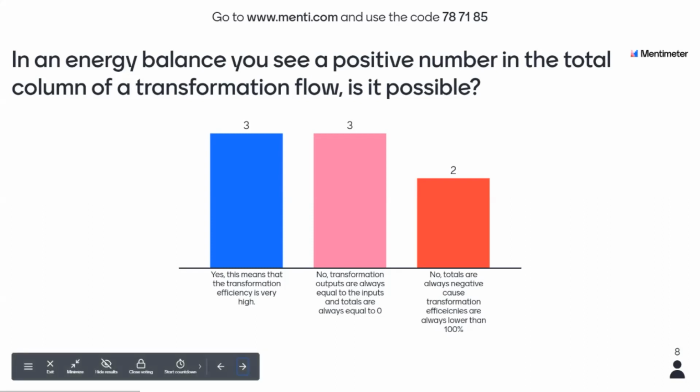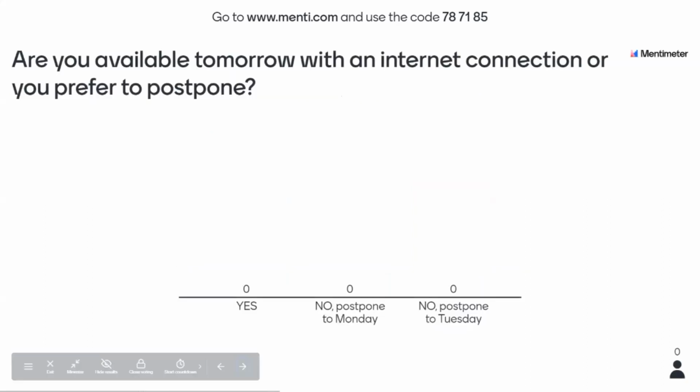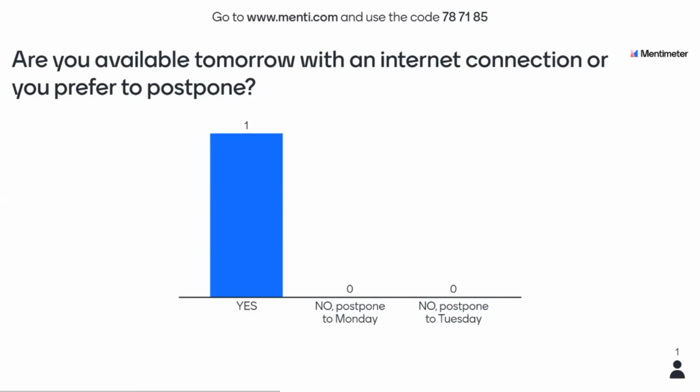So let's now go to the next question. This is about tomorrow. So tomorrow we understand is a Muslim holiday, and in Ethiopia the offices will be closed in the government at least. So what we want to know is if you can answer here, if you're available tomorrow and you have an internet connection, or if you prefer to postpone. If you prefer to postpone, is it better for you Monday or Tuesday?